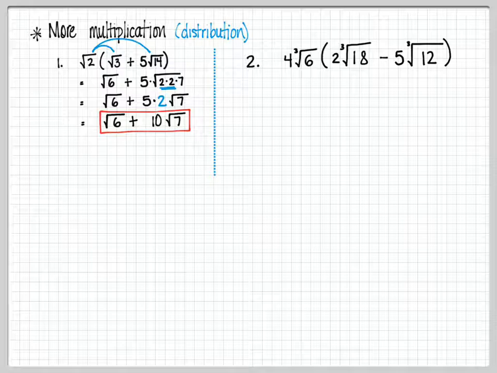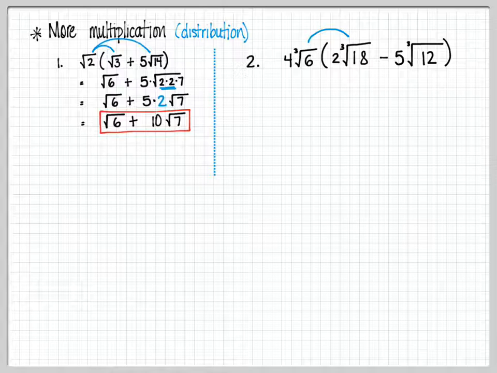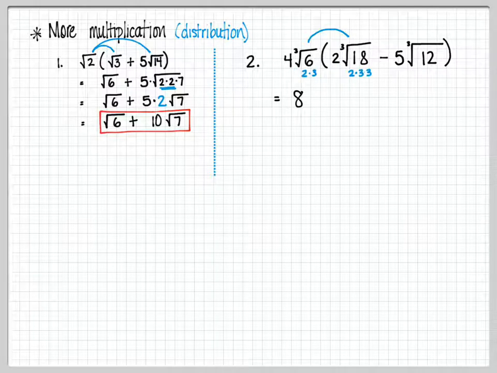And here's another situation where this time I have cube roots. 4 cube root of 6 times 2 cube root of 18 minus 5 cube root of 12. I think there's going to be a bunch of simplification that's going to have to go on here. So first of all, 4 times the cube root of 6 times 2 cube root of 18. Well, I've got the 4 times the 2, which is 8. And then I'm looking at this cube root of 6 and the cube root of 18.